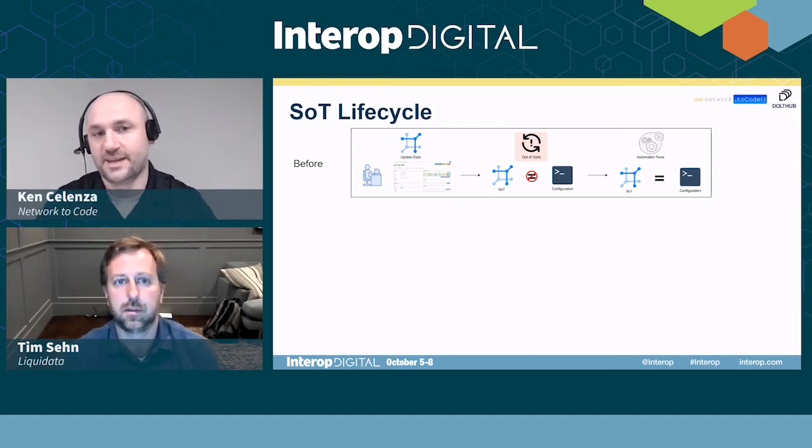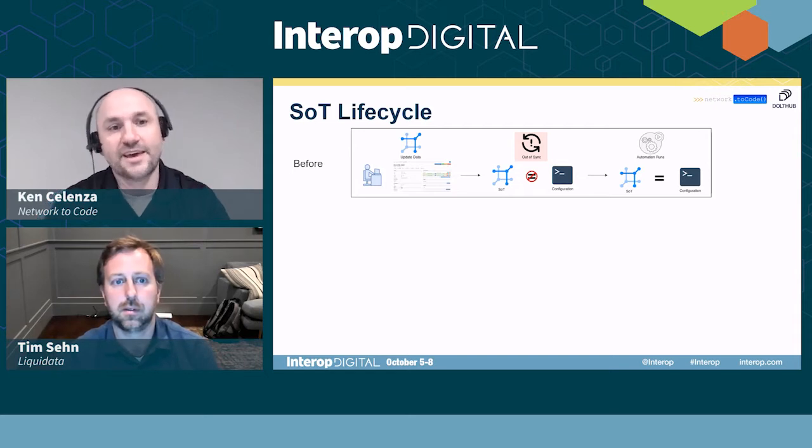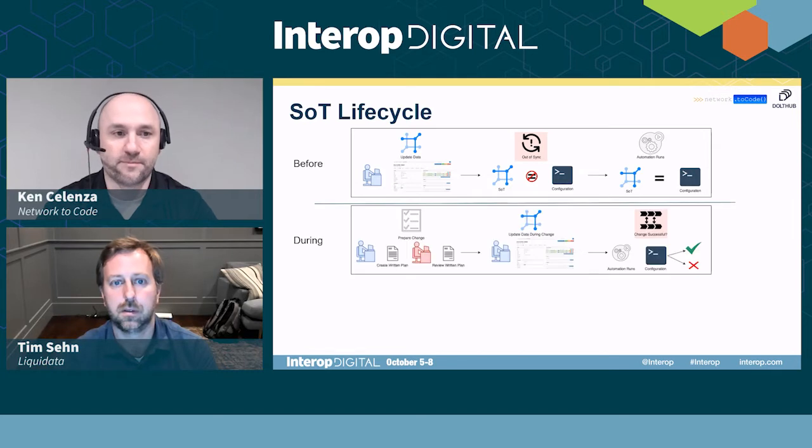So you break one of the tenets of a source of truth, that the intended state is supposed to always be in sync with the actual state. And that's just not happening there, right?